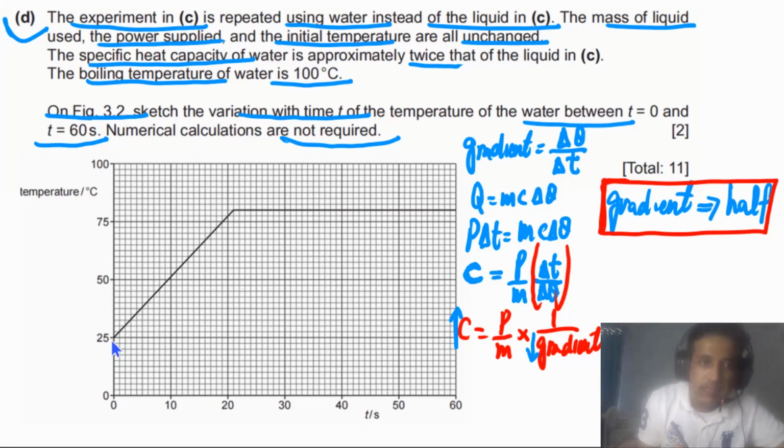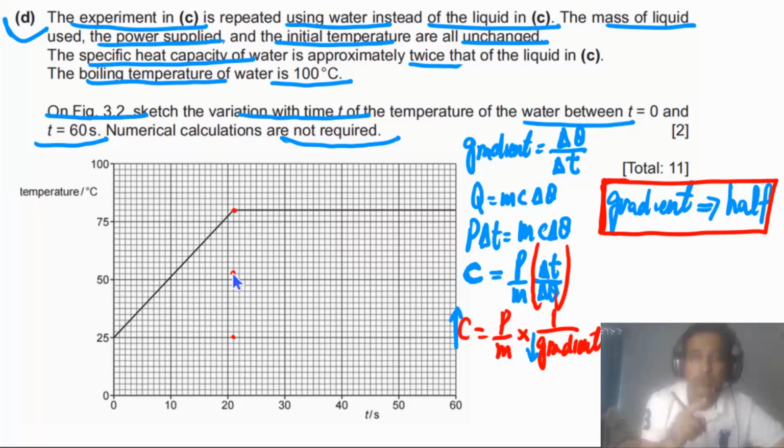Now we will look at the same interval of time, until here. If the gradient is half, it means the rise in temperature has to be half. If you look at the previous line, the final temperature is 80. The rise in temperature, you can see, is one big square, another big square, and two small squares. So half of that: we have 10, 20, 22, so 11 means until here. So we choose this point on the line.